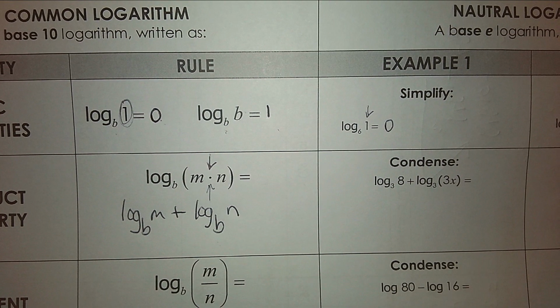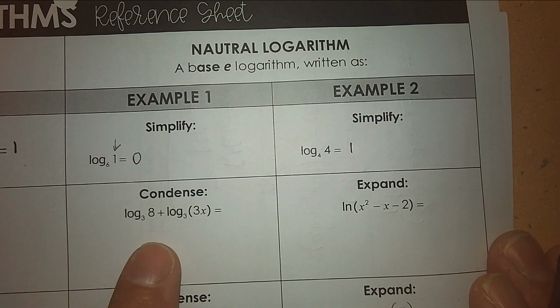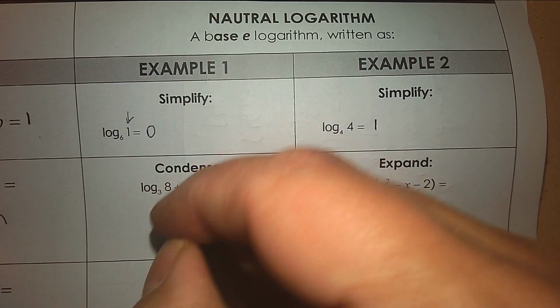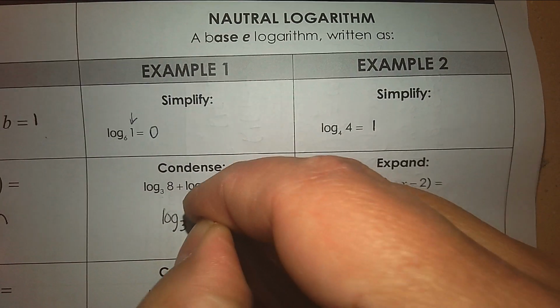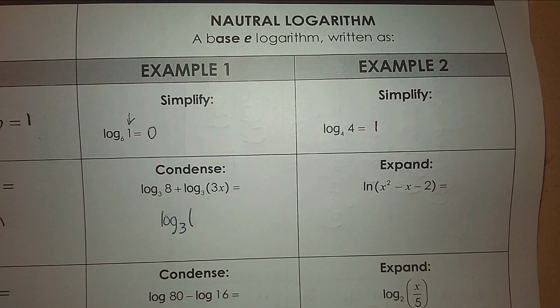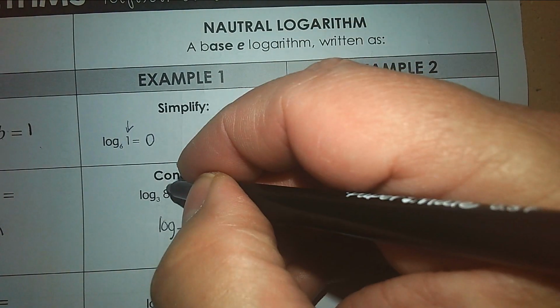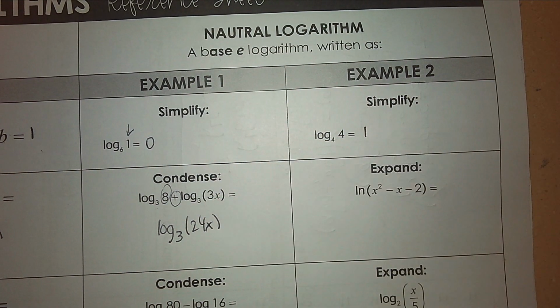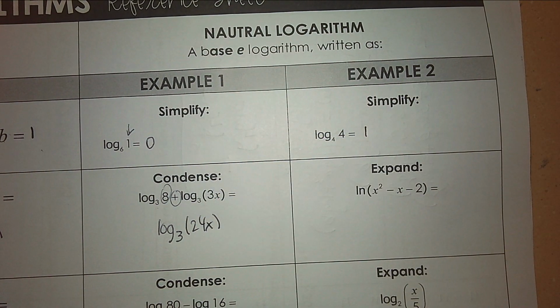So, here's an example. What can I do to write this as one logarithm? Are the bases the same? So, because the bases are the same, I can write it as one logarithm. Because you're adding, what will you do to the two inside parts? Multiply it. So that means the same as log 24x. Yes?